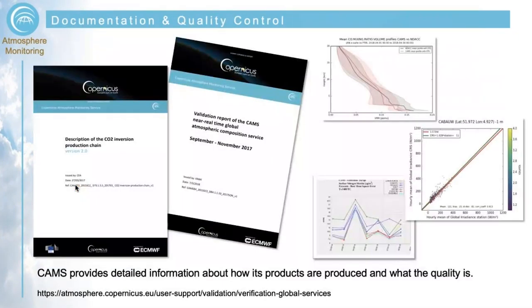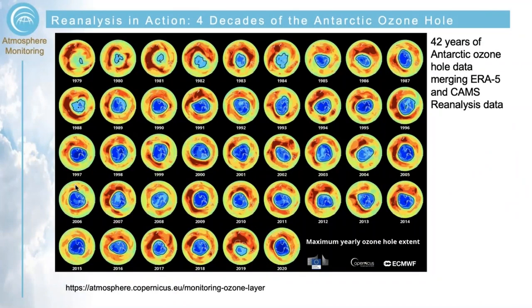And one thing we can also do, with not just the CAMS reanalysis but with the ERA5 reanalysis, which goes back even further in time to 1979, the start of the satellite era, is that we now have a means of comparing the ozone hole size and depth for this whole 42-year period, which is shown in the slide here.